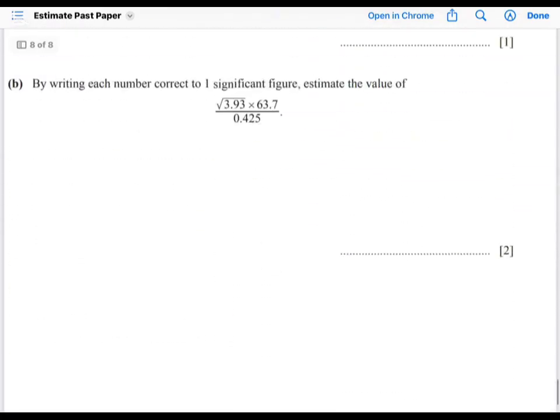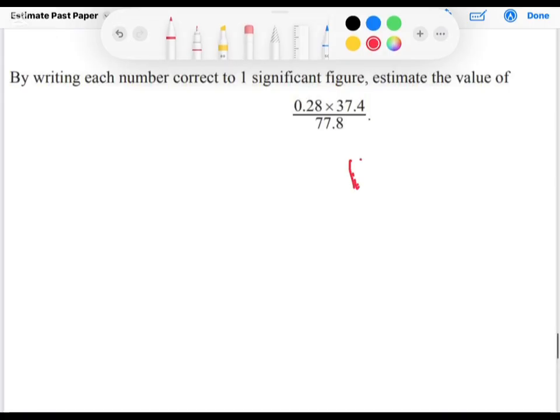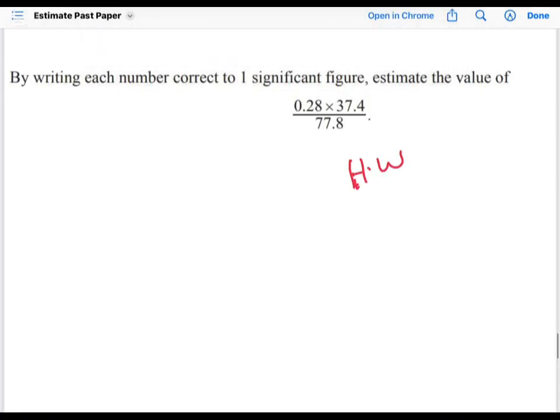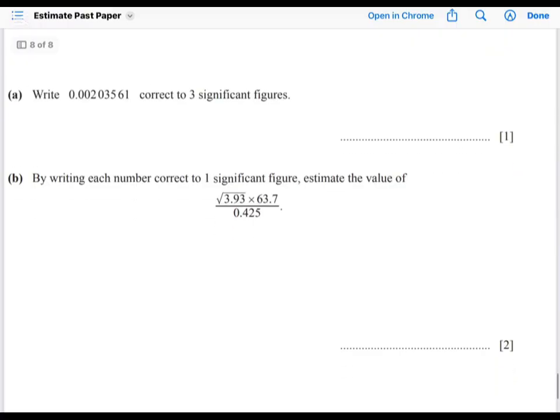Okay, this question is homework for you. Try this one now. These are the last two questions we have now.